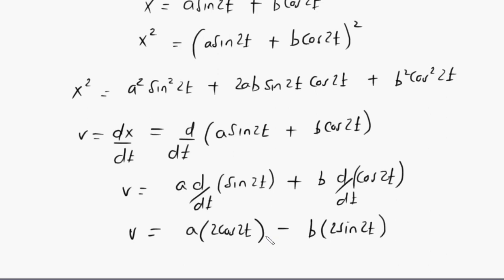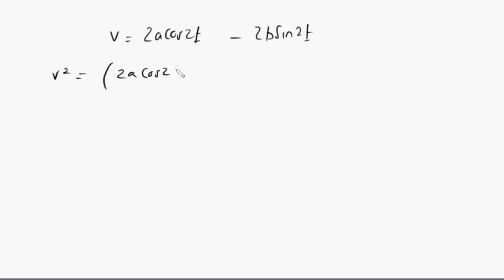So this is my v now. So my v is just going to be equal to 2a cos 2t minus 2b sine 2t, okay? So my v squared, if I square both sides, it means I square this one and this one.